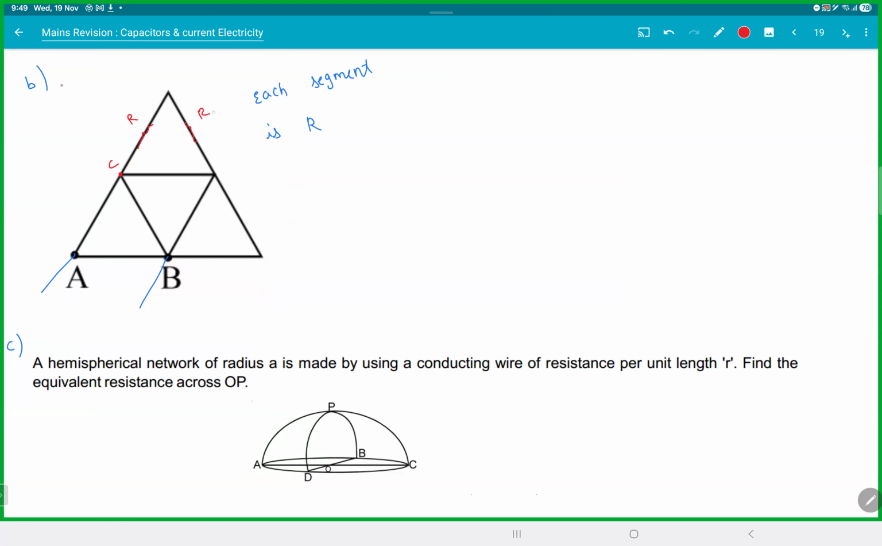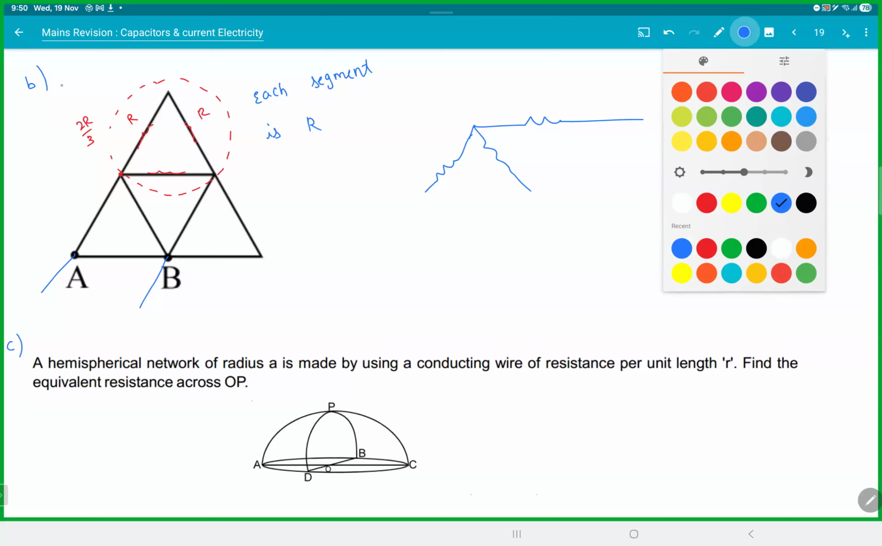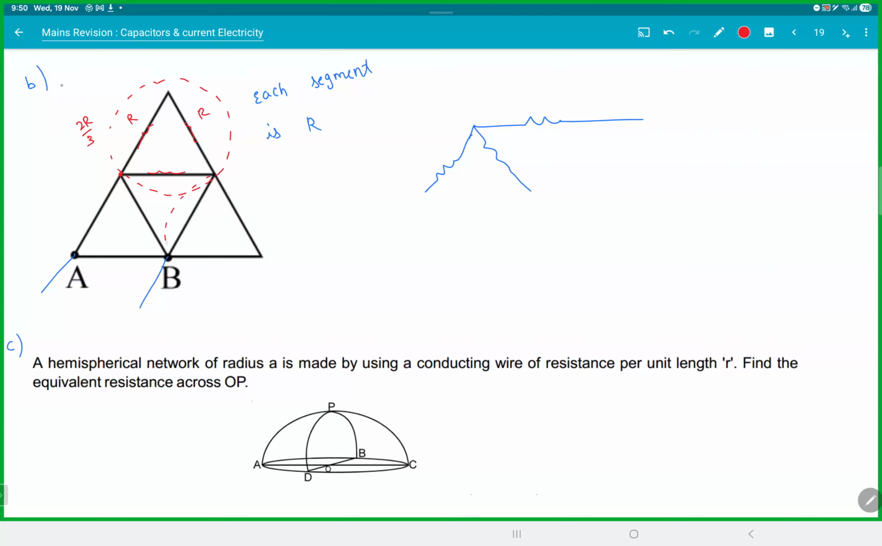So that is R and R, that will become 2R, and 2R and this thing are in parallel. So this whole triangle here, that whole triangle will be 2R and R in parallel, 2R by 3. So if you just redraw the whole stuff, we have a resistance. Similarly, this whole triangle is also 2R by 3, because this is R and R, 2R, and that are in parallel. And that 2R by 3 and 2R by 3 are in series.